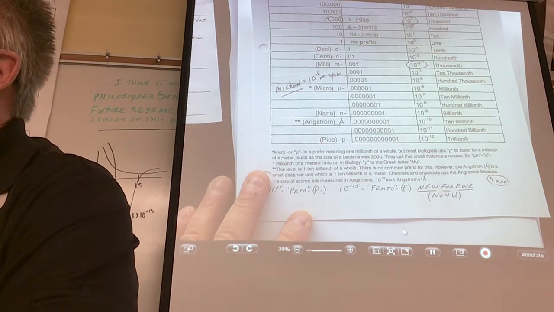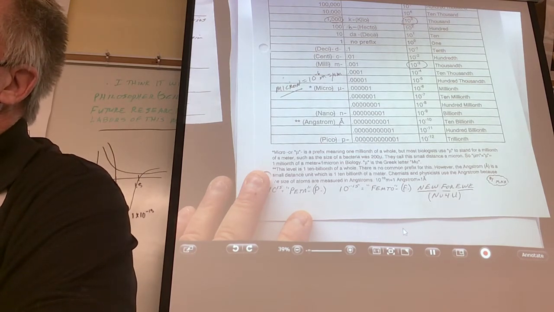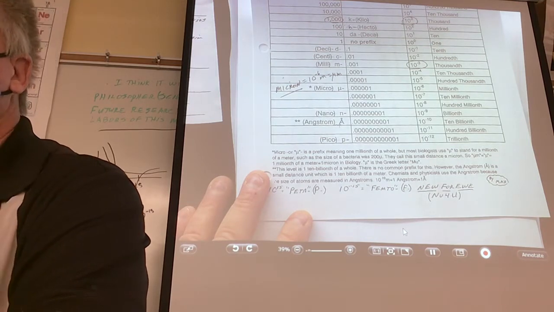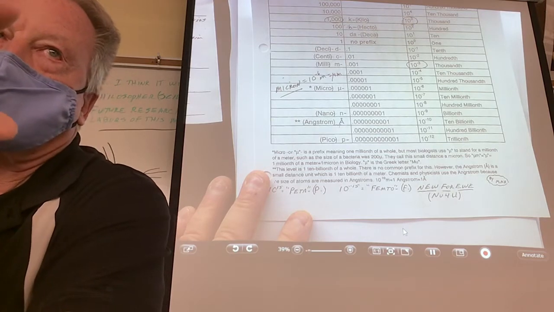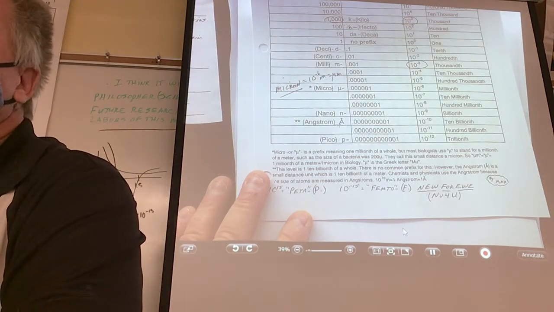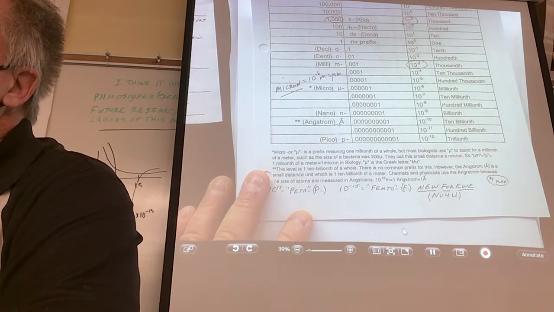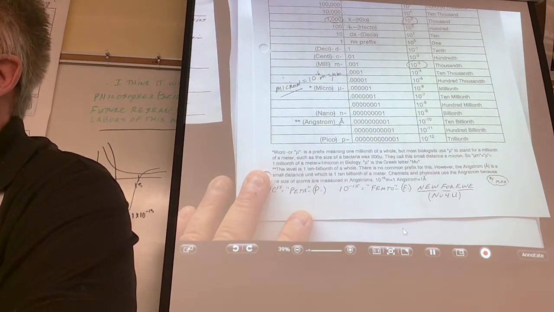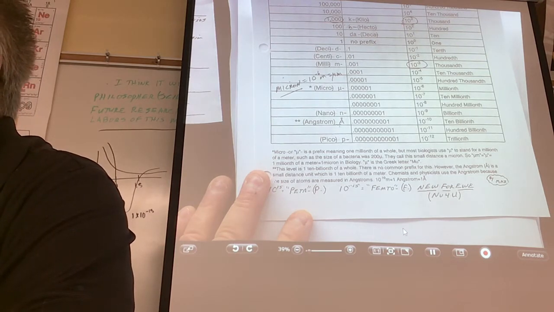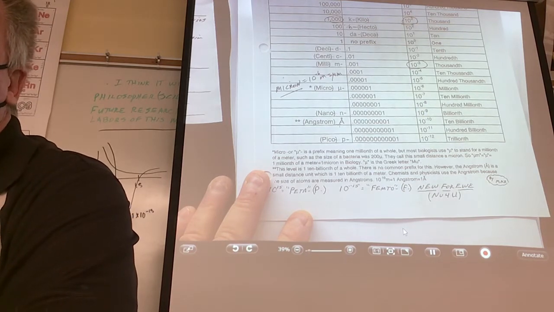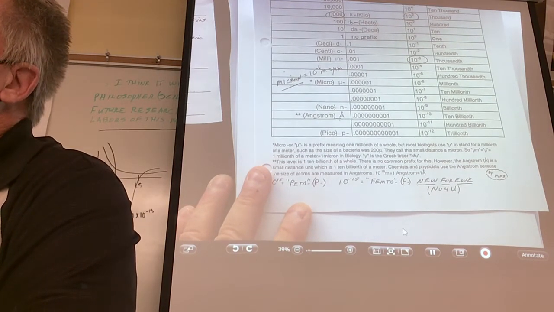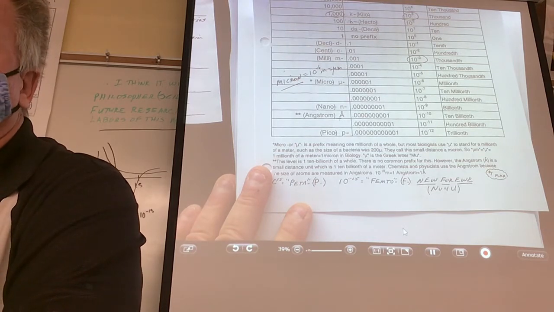But what power of 10 is it associated with? Leroy, what power of 10 is micron associated with? And see, that's what I need. When I look at your eyes, I'm trying to see where you're at a little. What do you think? Do you know? What power of 10 would micron be associated with? 10 to the what? Yes, 10 to the negative 6. Now, if you're going to measure things in a microscope, you might use microns.